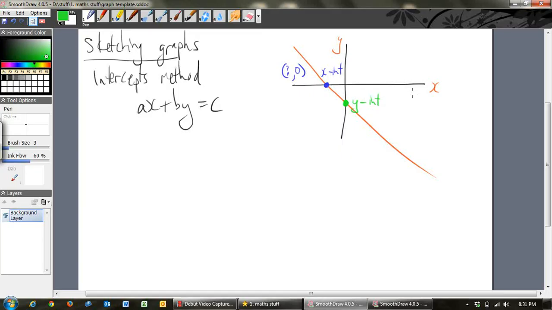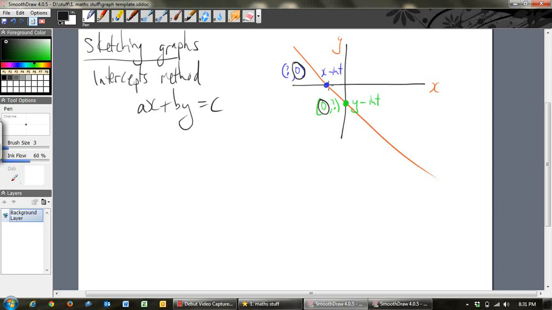Let's have a look at the y-intercept. What is the x value here? Well, the x value here is 0. It's not left, it's not right, it's sitting right on the line, so x is equal to 0. What's the y value? Again, we don't know. This tells us something really important. If you're trying to find the x-intercept of a graph, all you have to do is say y is equal to 0. If you're finding the y-intercept of a line, you say x is equal to 0.